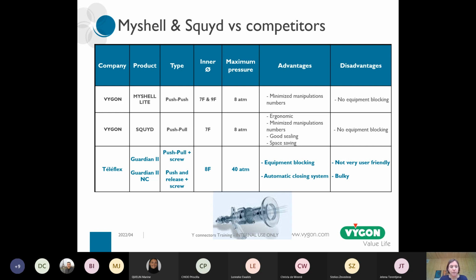Okay, let's see Guardian 2 from Teleflex. We have the Guardian 2 push-pull plus screw system, and the Guardian 2 NC push and release plus screw system. The advantage of this sort of system is that there are equipment blocking and automatic closing systems, but it's not very user-friendly and it is bulky.